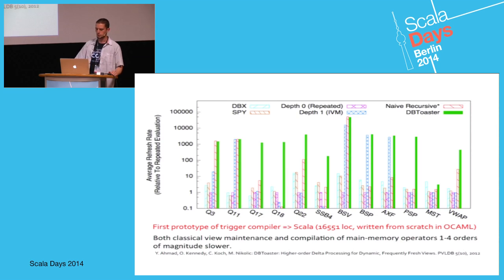This system has been developed over a couple of years. There was a VLDB paper in 2012. The first prototype was written in OCaml, and it was about 16,000 lines of code. It really showed great speedups over implementing these incremental processing tasks in regular database systems. So you get several orders of magnitude by doing this aggressive incrementalization over just recomputing values here.